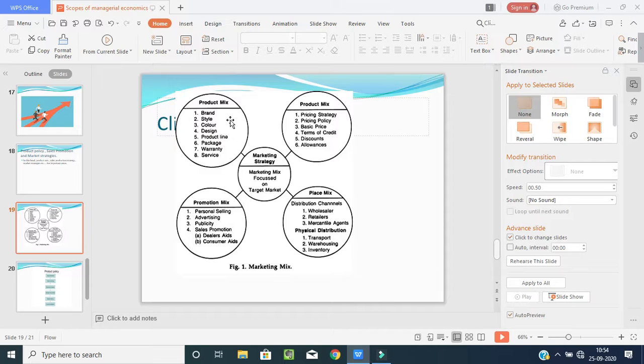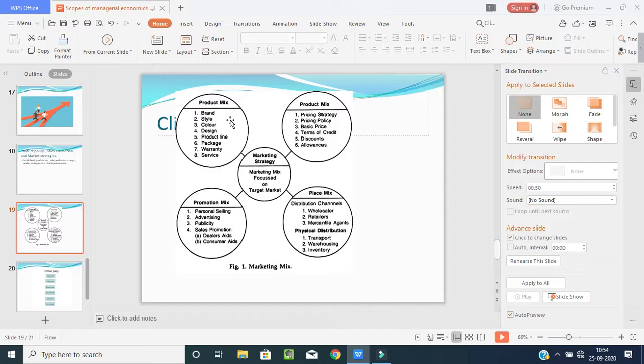Now the next one is place mix, that means where the product is placed. Manufacturer, distributor channels, wholesaler, retailer, merchandise agents. I repeat once again, there will be a manufacturer unit. Then it goes to the distribution channel. The distribution channels consist of wholesaler, retailer, or merchandise agents.